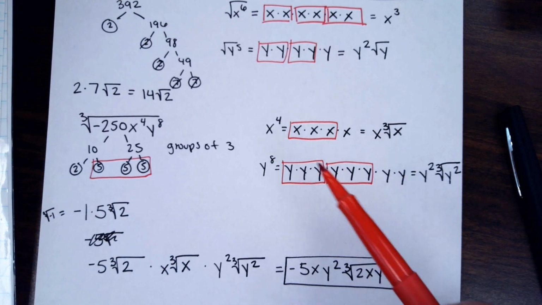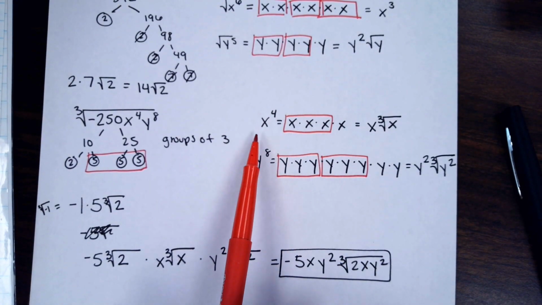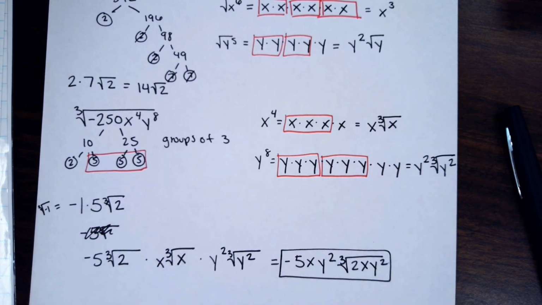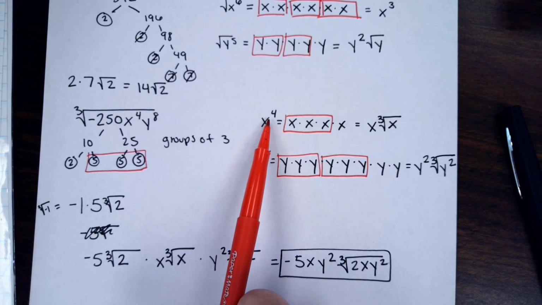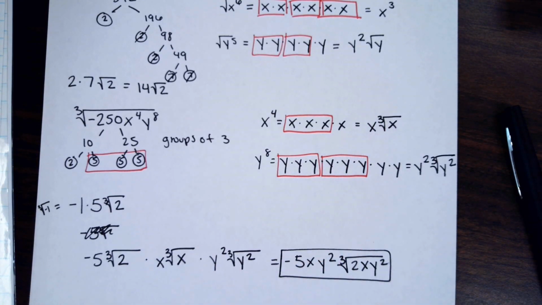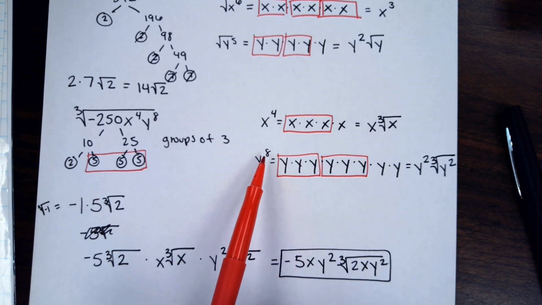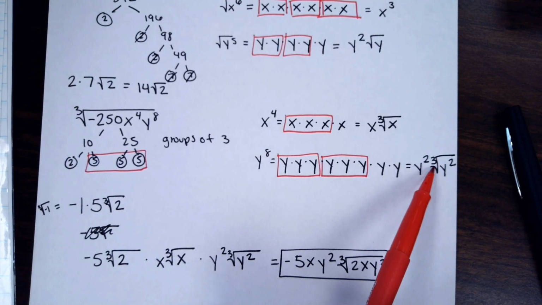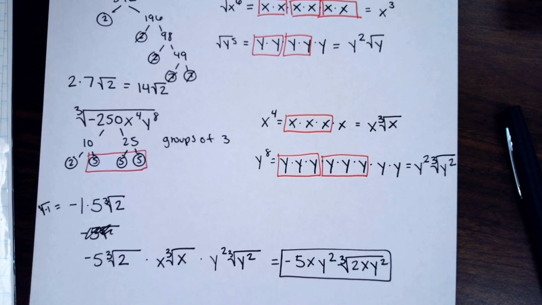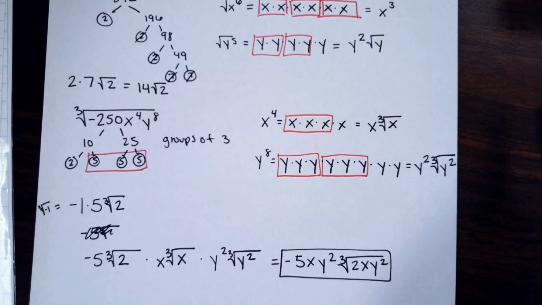Now if we look at how we got from the cube root of x to the 4th to x times the cube root of x, if we divided 4 by 3, we would get 1 with 1 x left over. If we divided 8 by 3, we would get 2 with 2 left over. So that's how you can kind of do this in your head without having to expand all of these.